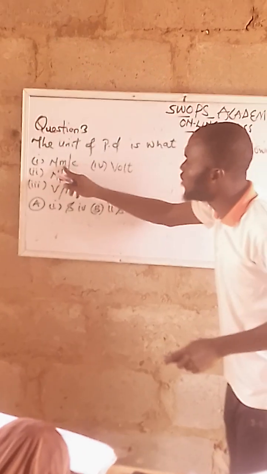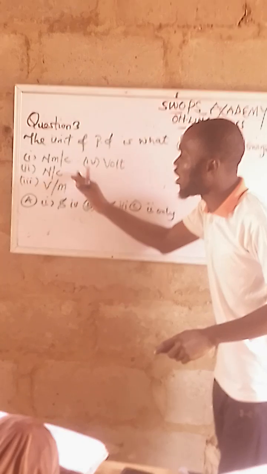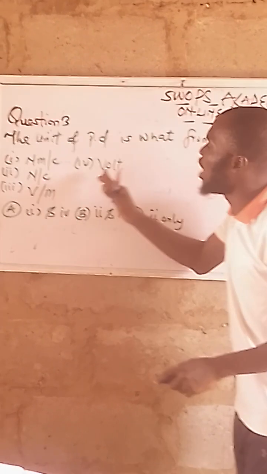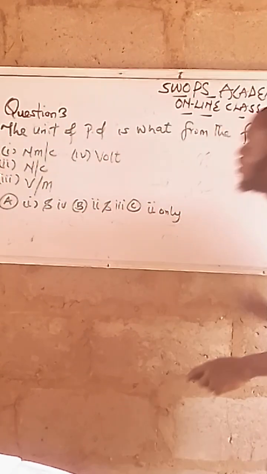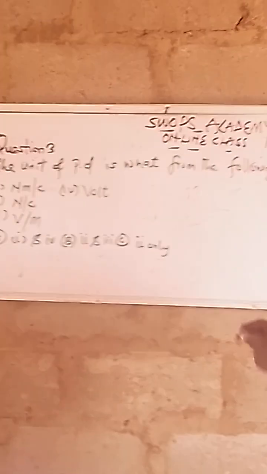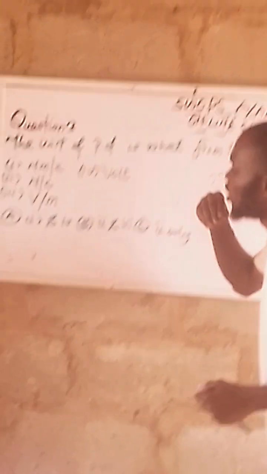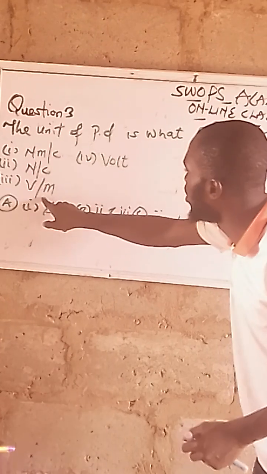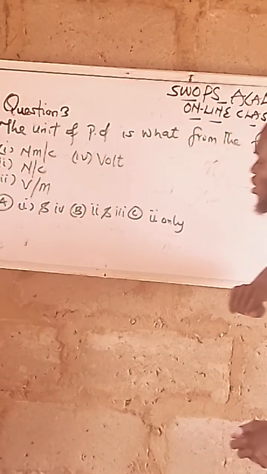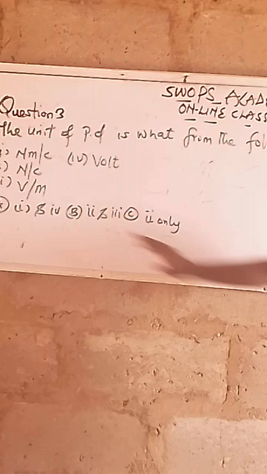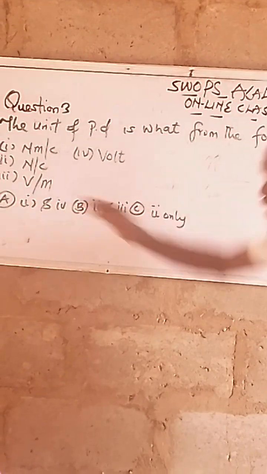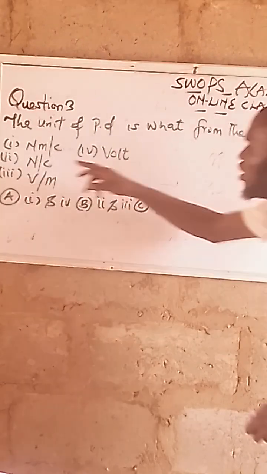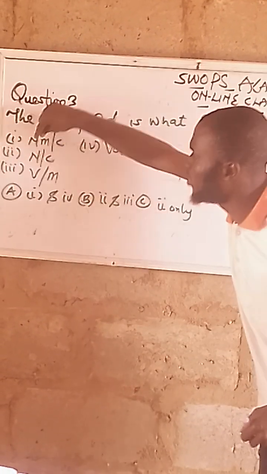We have Newton meter per coulomb. We have Newton per coulomb. We have volts per meter. We have ordinary volts. The options are these. Now, what do we do? From these options we are given, we have A to be this, B to be this and this, and C to be ordinary this. Are we together? Now, note that I'm suggesting the answer should be A. Why? I'll tell you the reason why.